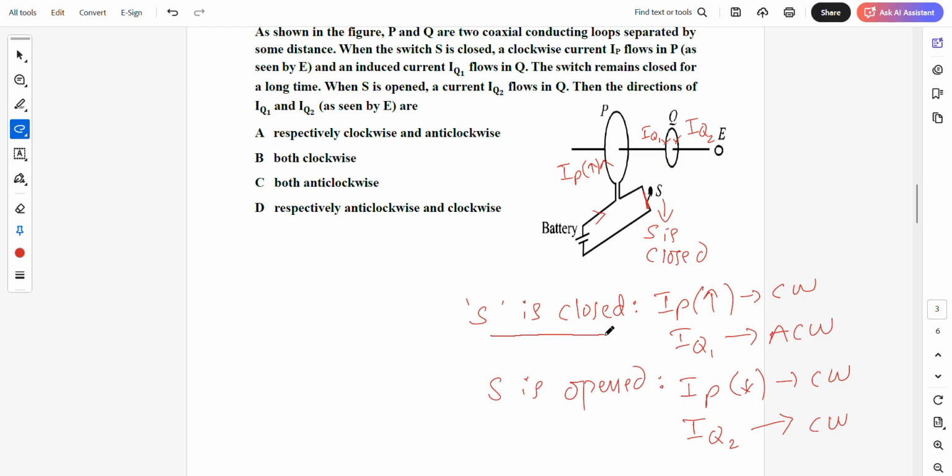Hope you understood. When S is closed, you will get IQ1 in the anti-clockwise direction. When S is open, you will get IQ2 in the clockwise direction. So first one is anti-clockwise, second one is clockwise, right?